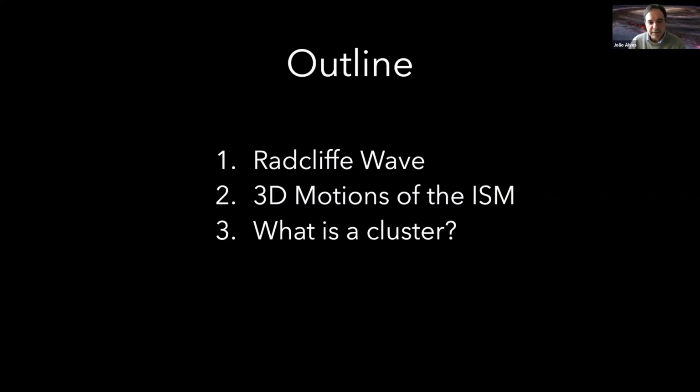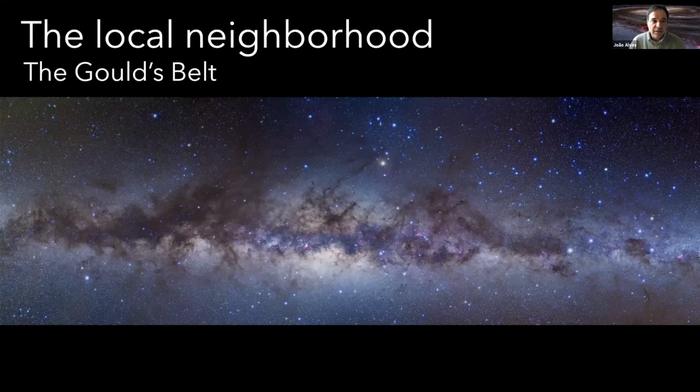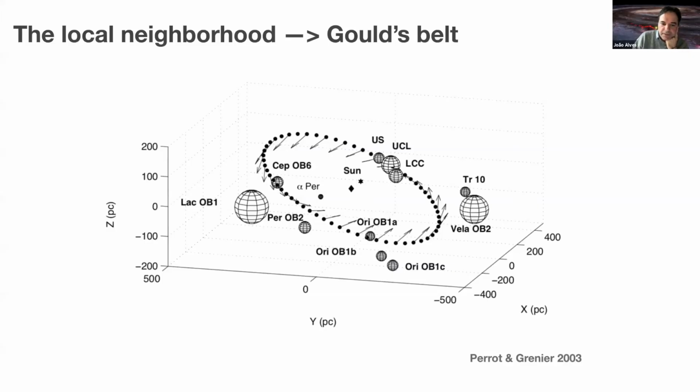So, my brief outline: how is gas distributed around the Sun? Our efforts to start measuring the 3D motion of the ISM, and what is a cluster? Gould's belt, we all know how it started, by Gould 150 years ago. We noticed this river of blue stars, and it looked like there was a ring around the Sun. Eventually, it was not just stars, it was gas, and we built up models such as this one, where we believe there's a ring of clouds and star-forming regions around the Sun, and it's expanding or not. It was never very clear.